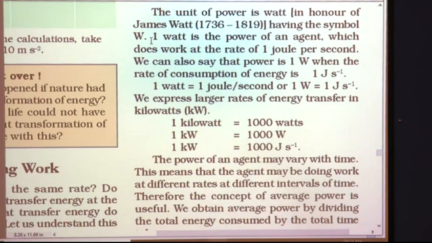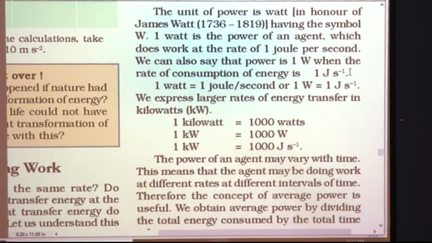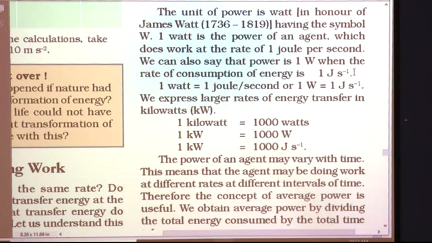W stands for watt. 1 watt is the power of an agent which does work at the rate of 1 joule per second. Okay? We can say that power is 1 watt when the rate of consumption of energy is 1 joule per second. But do you know that there are different units used for specifying power? For smaller powers and for larger powers, there are different units about which we will discuss in the next session.